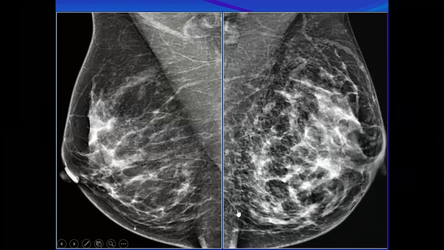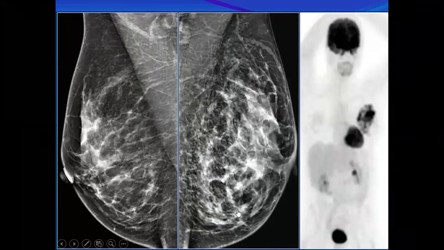So, what is next? In this case, it will be ultrasound. I haven't seen a specific area to target by magnification view, so I'll go for ultrasound, and if ultrasound doesn't show abnormality, I will go for MRI. But this patient had done a PET scan.